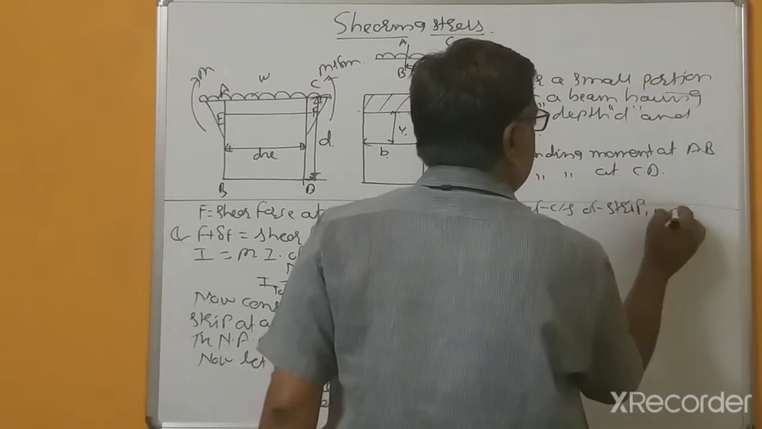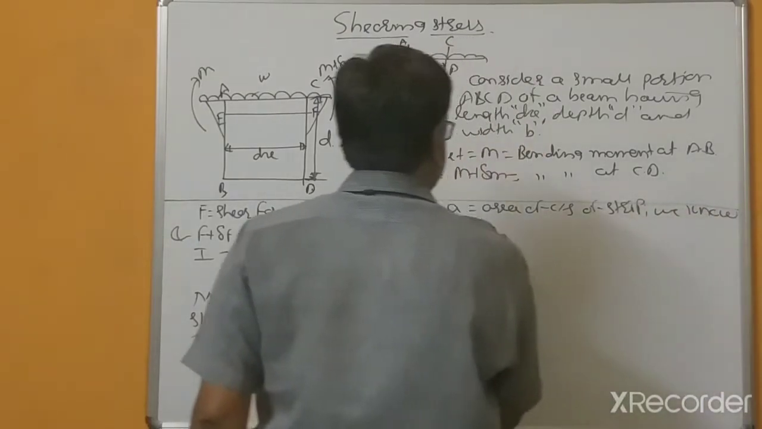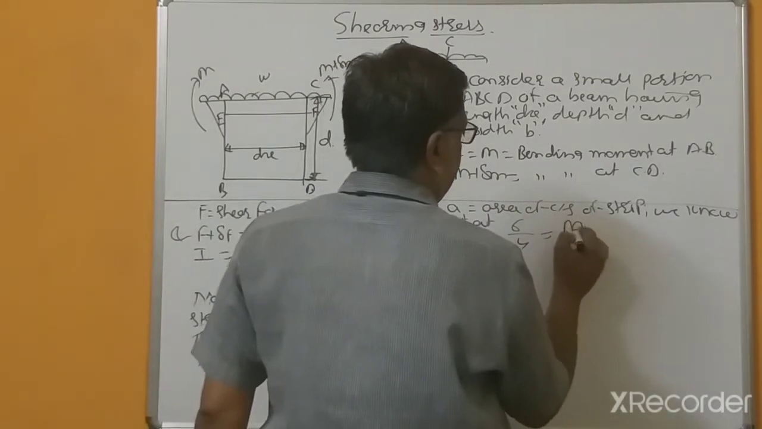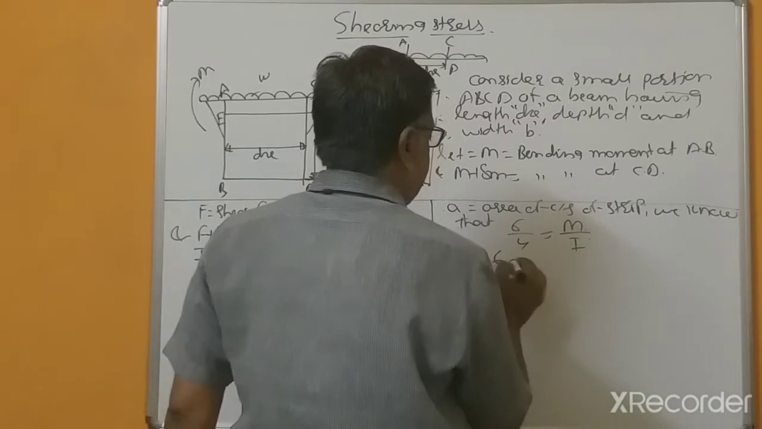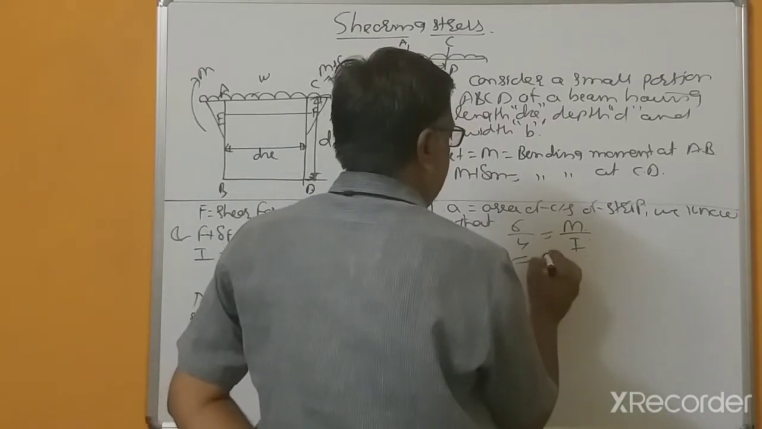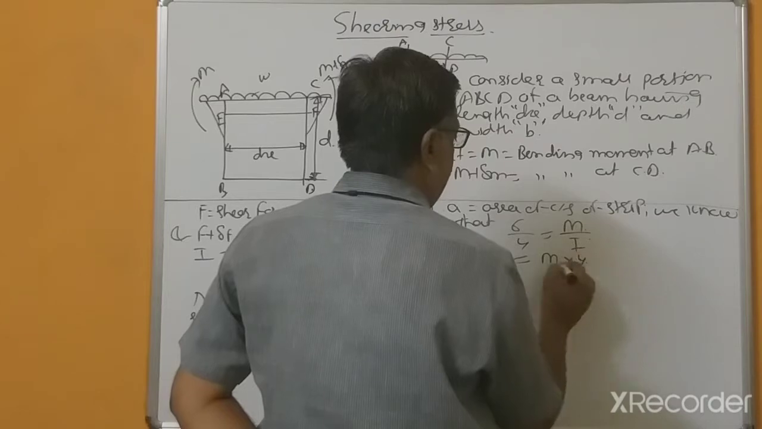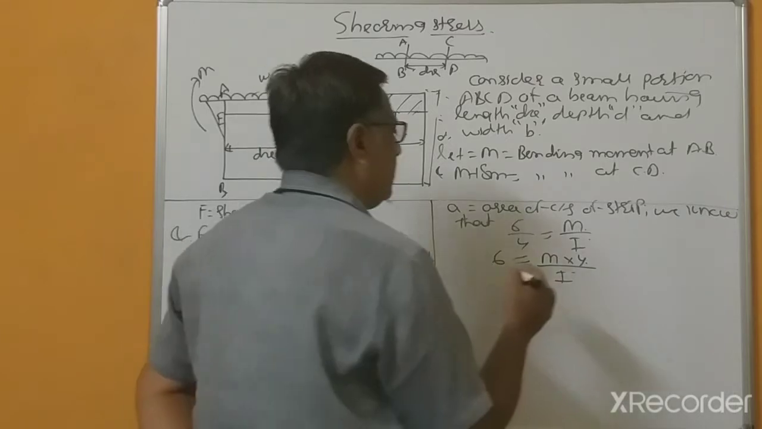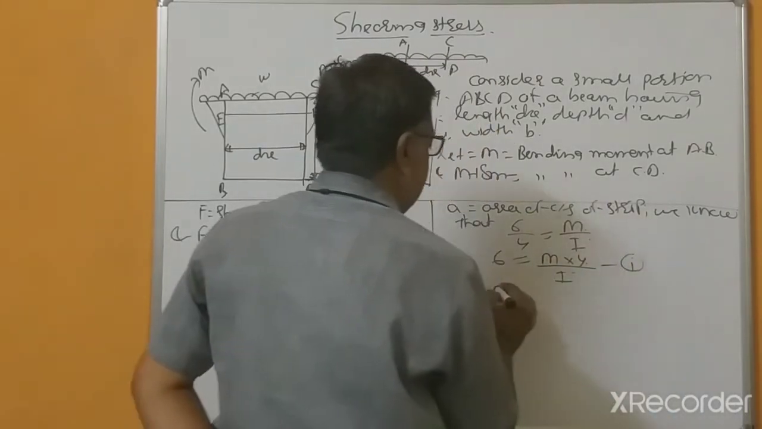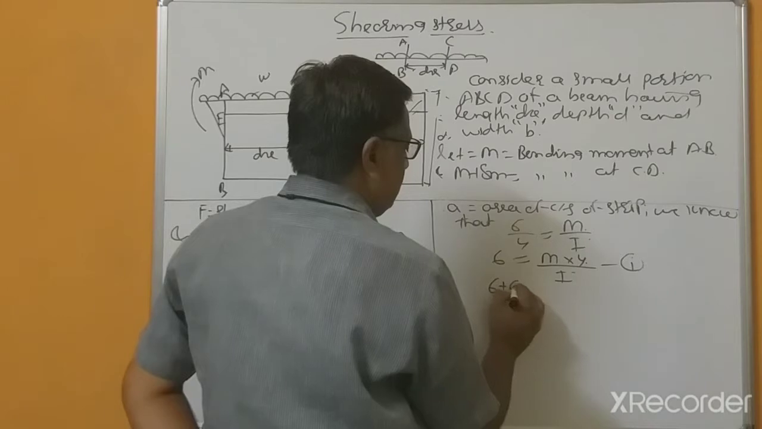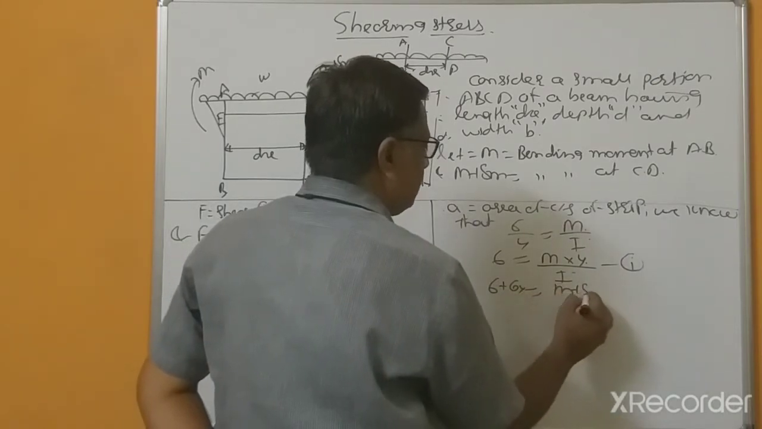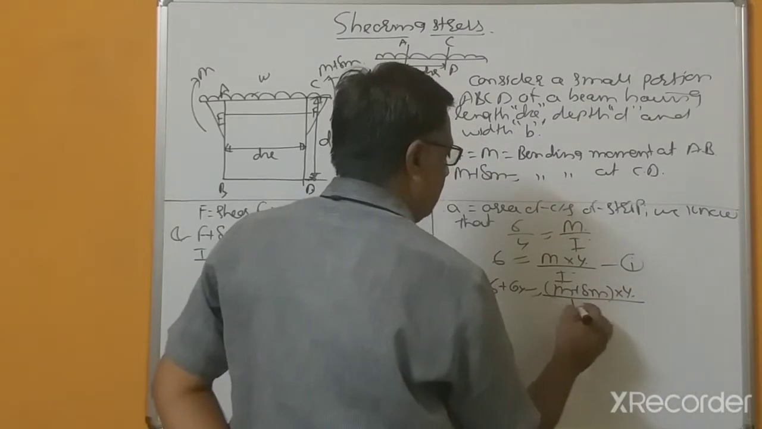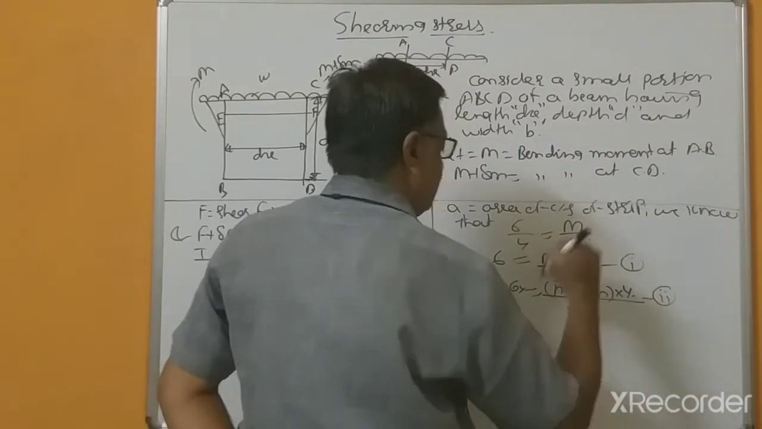We know that sigma divided by y equals M divided by I. So sigma equals M into y divided by I, where y is the distance of the extreme fibers. Suppose this is the first equation. Similarly, sigma plus delta sigma equals M plus delta M into y divided by I. This is the second equation.